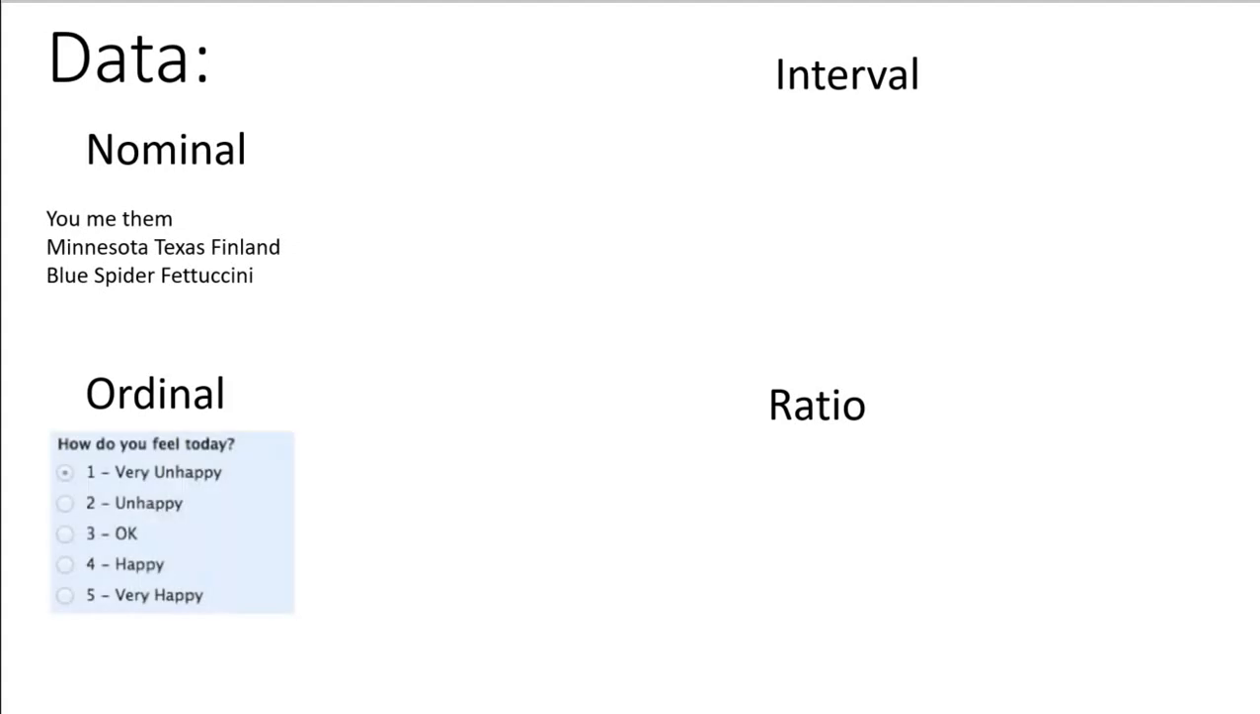With ordinal data, it can be large, medium, small, or how do you feel today? Very unhappy, unhappy, okay, happy, very happy. So there is an implied rank, but these aren't things that we can necessarily measure or stick actual values on.